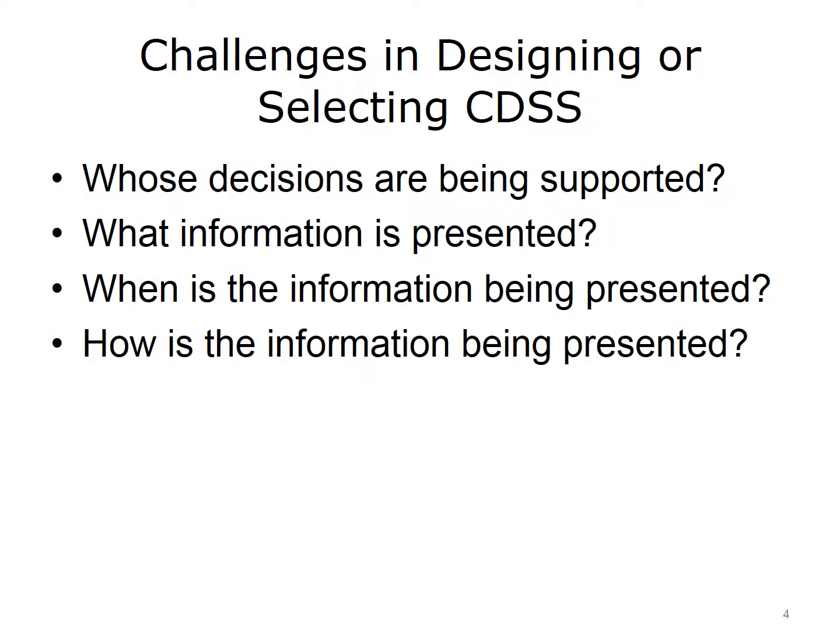Clinical decision support systems offer so much potential to improve patient care and outcomes. Similar challenges in designing and selecting clinical decision support systems to the 5 rights model can be posed as questions. Berner asked them in the following manner. Whose decisions are being supported? What information is presented? When is it presented? And how is it presented to the user? Each question should be explored and answered before building or selecting a clinical decision support system. If any are ignored, the chances that end users will use it and the expected system benefits gained are limited.